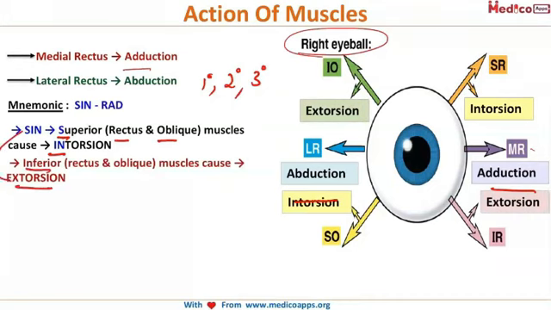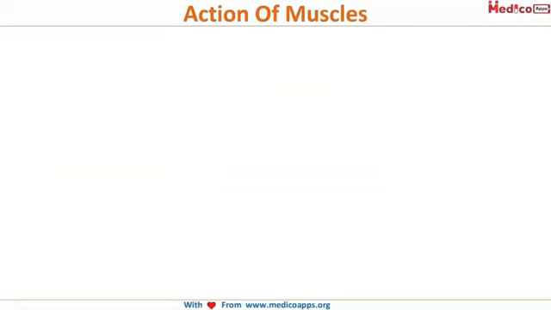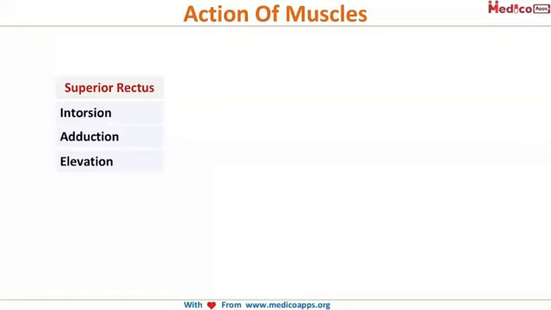Okay, just the opposite of superiors. That is, inferior rectus and inferior oblique cause extorsion. Then the rectus muscles cause adduction and the oblique muscles cause abduction. Now let's look at these in detail. The actions, that is the primary, secondary and the tertiary actions.